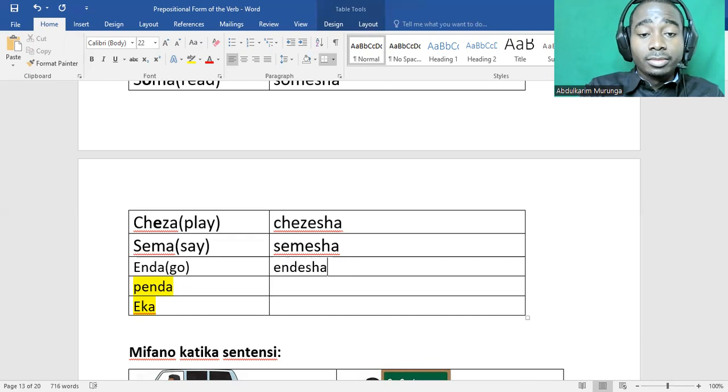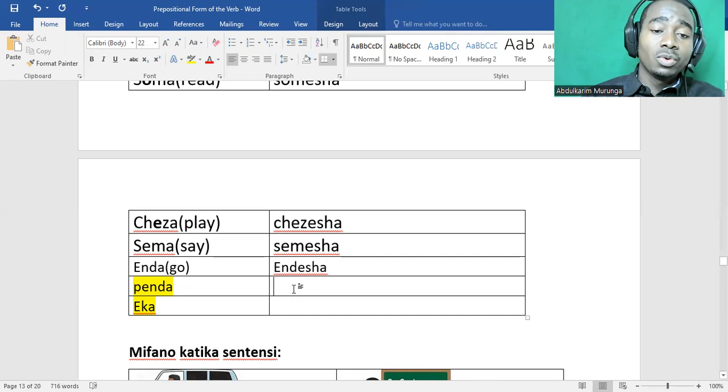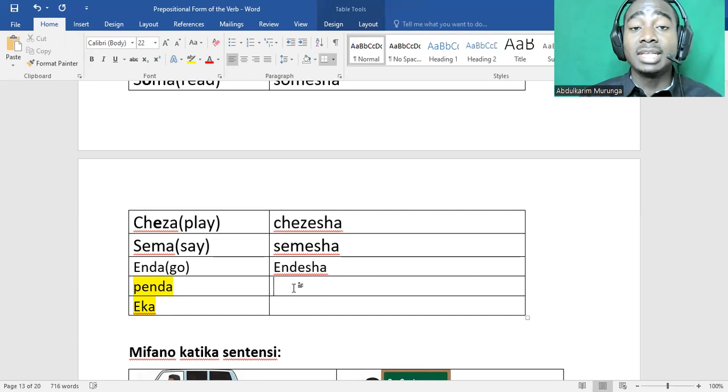Penda, now here penda and eka will take this form. So here penda is to love someone, yani just love. Pendeza is to make something to love, either you or just to make something lovable. Pendeza. Now when someone tells you unapendeza, it means you are beautiful. You make the person love you, unapendeza. Or you make people love you, unapendeza.